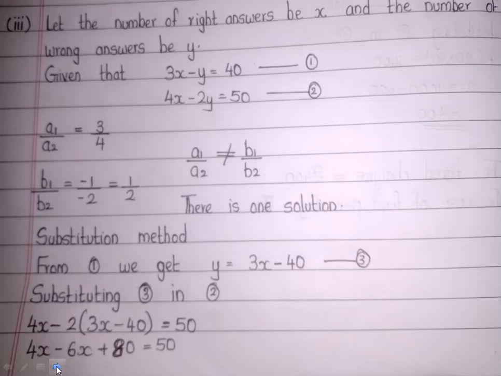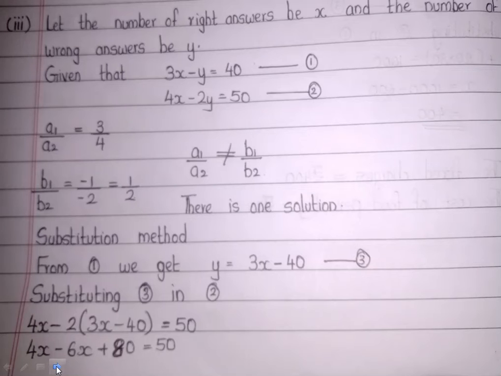Okay, that is your question. Here you are talking about right answers and wrong answers. Clear? So, let the number of right answers be x and the number of wrong answers be y. Let's see what is the first condition.